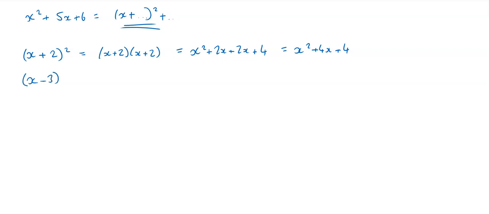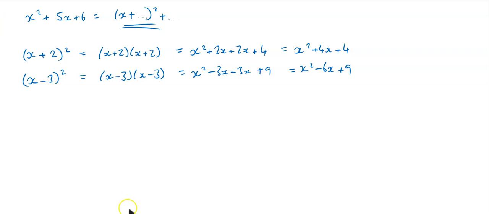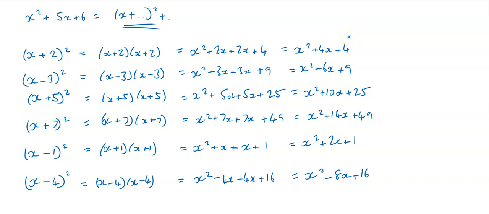Now it's really important that you do a few examples of these. We'll do one more together. (x minus 3)(x minus 3), which gives me x squared minus 3x minus 3x plus 9, which gives me x squared minus 6x plus 9. And I'm going to write down a few more for you to try yourselves. Have a quick go at these. Pause the video, and this is what you should have.